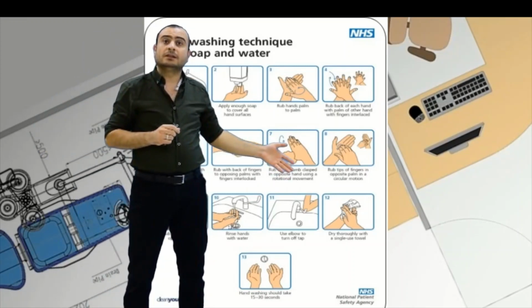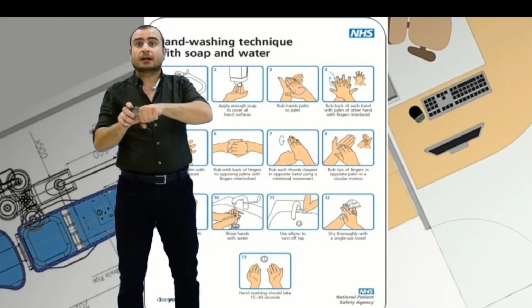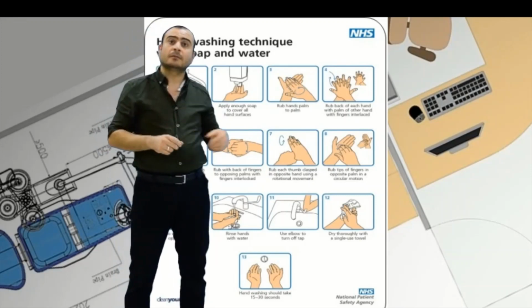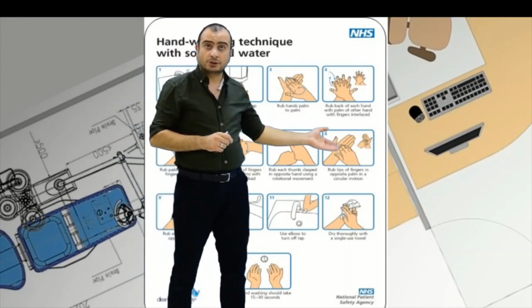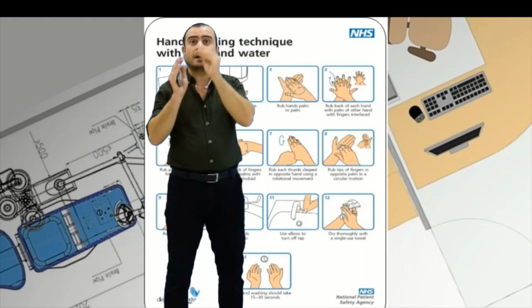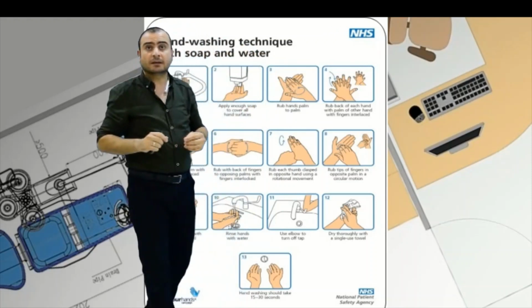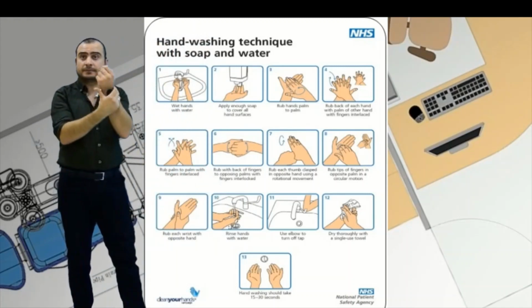We also need to clean the base of the thumb by circular motion and rotation, rubbing the thumb and the base of the thumb. This should also be done for each thumb. Then circular motion to clean our fingertips by rubbing the fingertips with the palm of the hand. And finally, we need to wash our wrists.